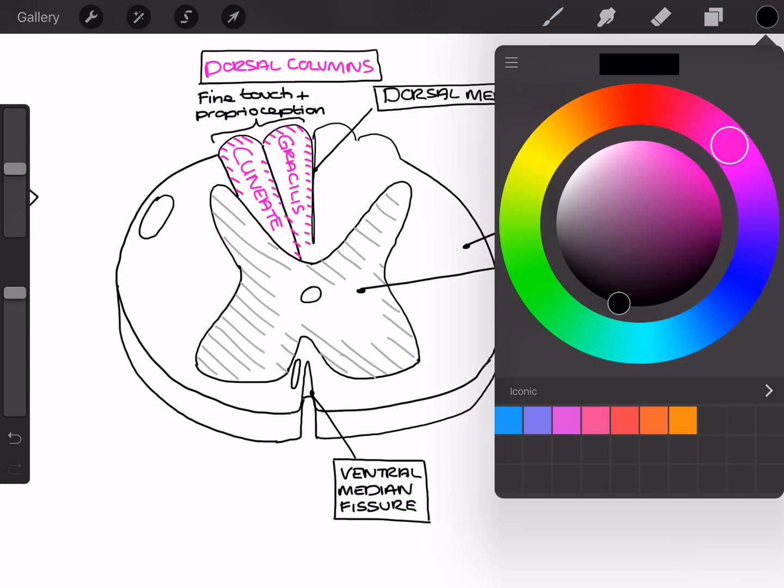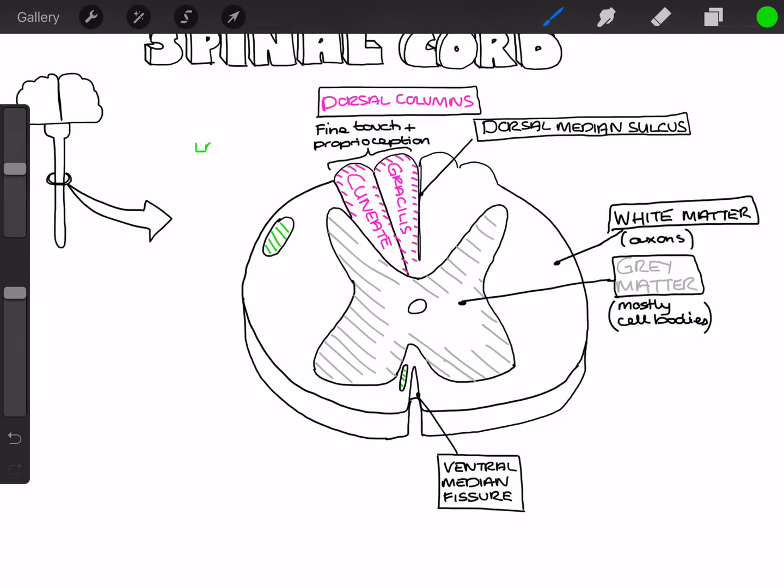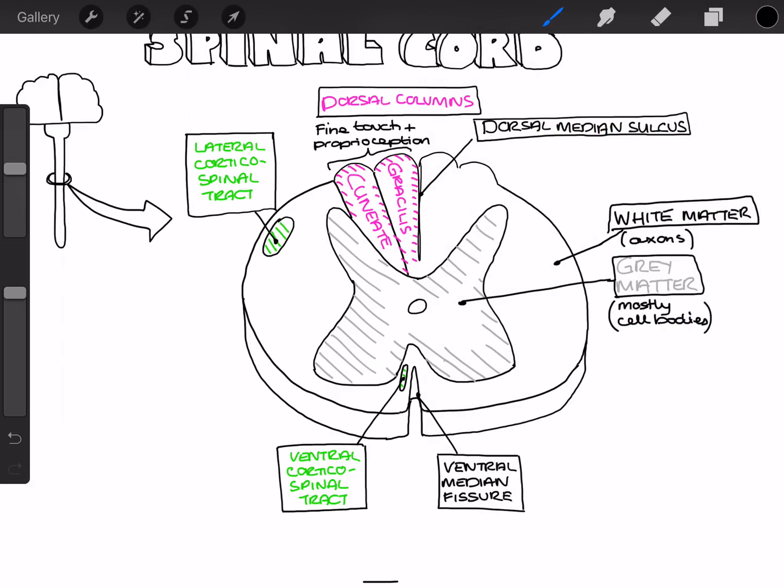Now, what I've labelled on here is the lateral corticospinal tract, and we have another one at the front, which is the ventral corticospinal tract. And these transmit motor information from the motor cortex in the cerebrum to the muscles.